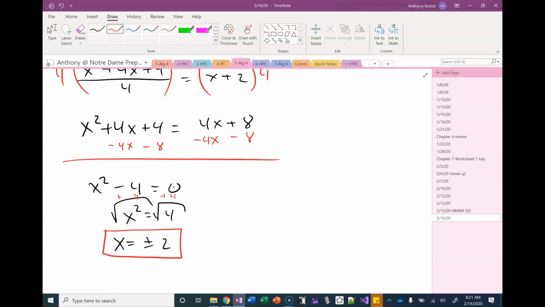Well, if there's only x squareds, I can do it this way. If I have x squareds and x's, I can't do this. I'd either factor it or use the quadratic formula.